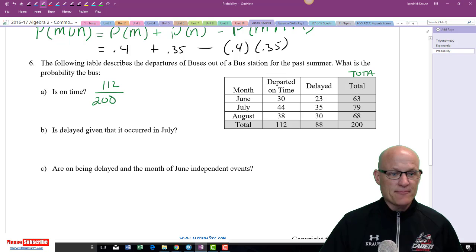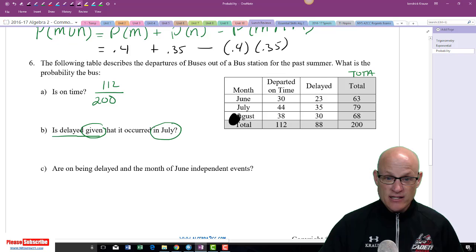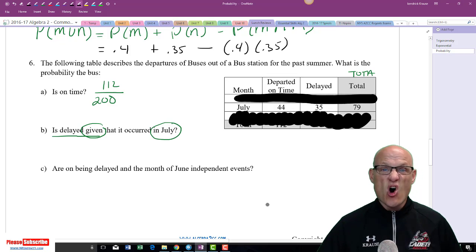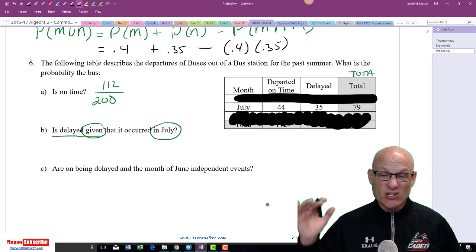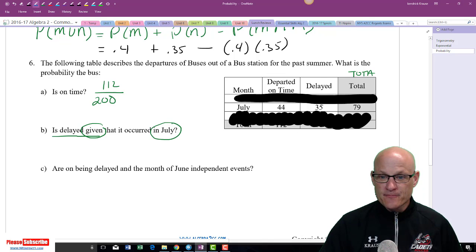Now the problem says, what is the probability the bus is delayed given it occurred in July? Well, if it occurs in July, then you are not allowed to look at anything but July. That is all. I can pretend like the rest of it doesn't exist. Cover it up. It is completely useless. So what is the probability that it's delayed given they're in July? Well, how many were in July? 79. So in this case, it's 35 over 79.